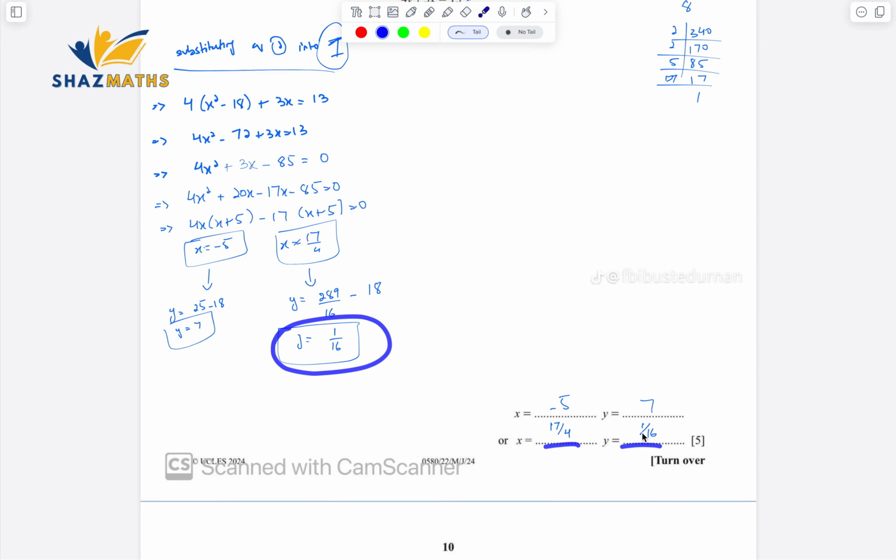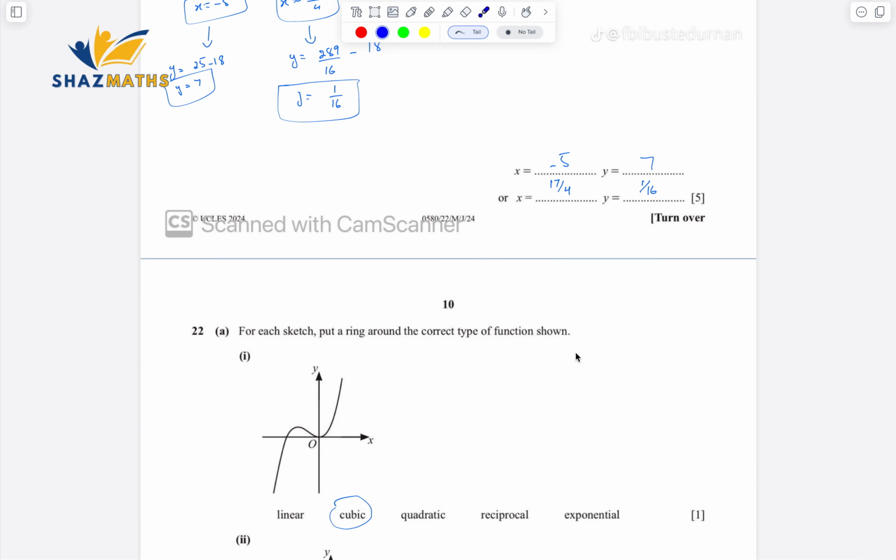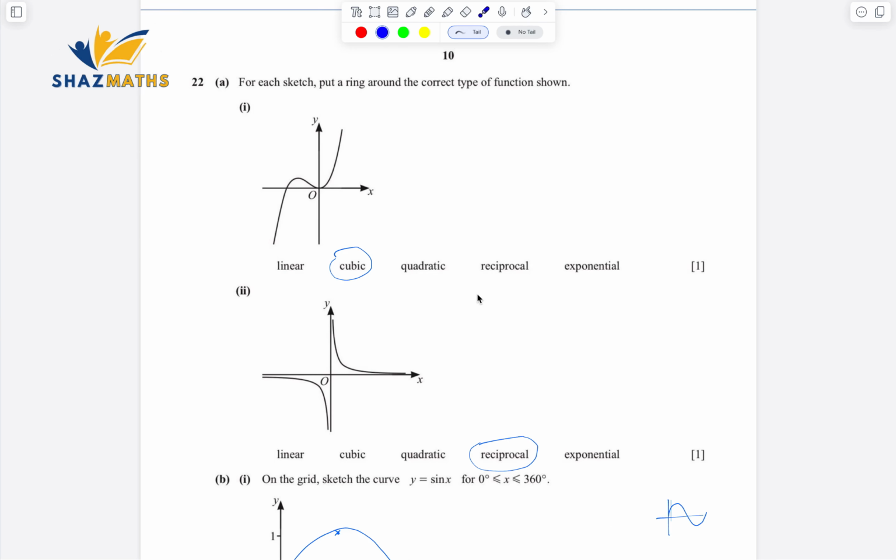Okay, so that is a cubic function. This one is a, okay, they have used a different wording. That's a hyperbola though, but it's not linear, not cubic, not quadratic, not exponential, so only one is remaining, that is reciprocal, so that's 1 over x basically.